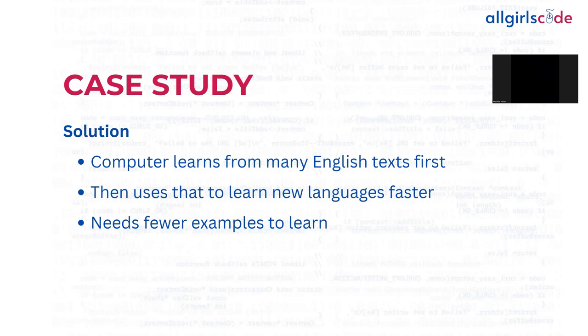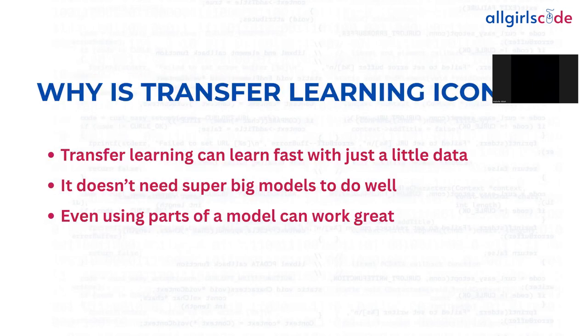And that's mainly transfer learning. So again, why is transfer learning so iconic? It's really famous and used because it needs fewer examples to learn. It doesn't really require any super large models, and it can perform very well with just parts of the model. So it's like Legos. You do not need to build everything from scratch every single time. You're just going to reuse some pieces.